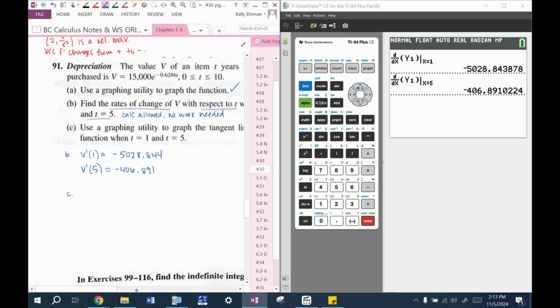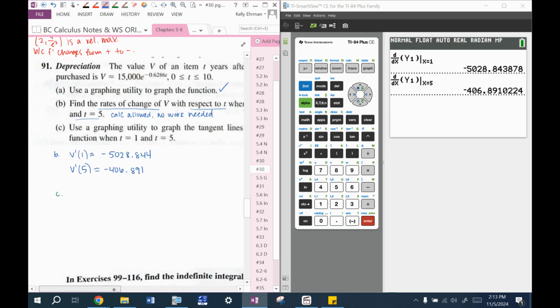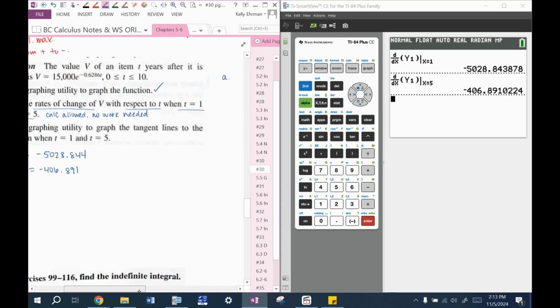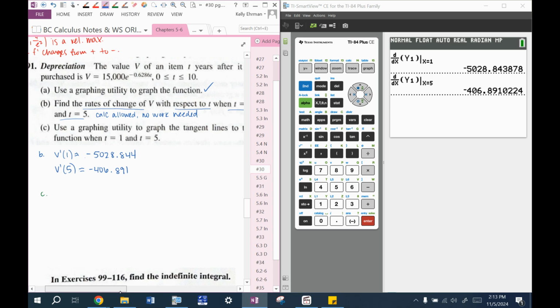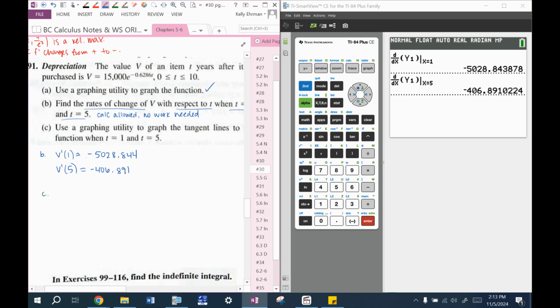Okay, and then part C says use a graphing utility to graph the tangent lines to the function when t equals 1 and t equals 5. Now, in order to get tangent line equations, I have the slopes, but I need the points. So I need to know what is v of 1 and what is v of 5.